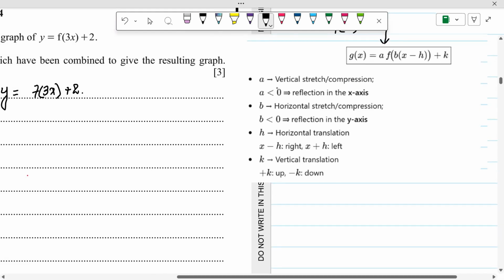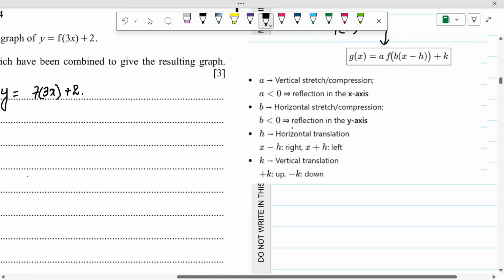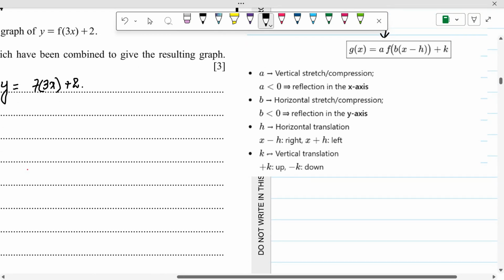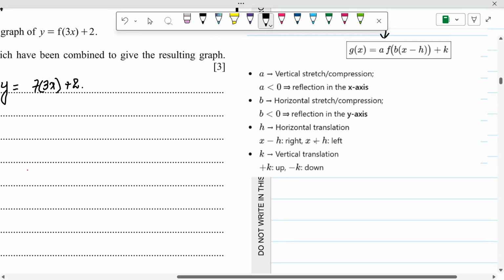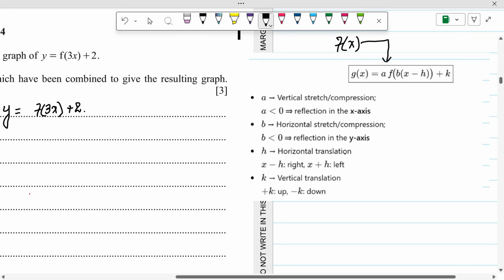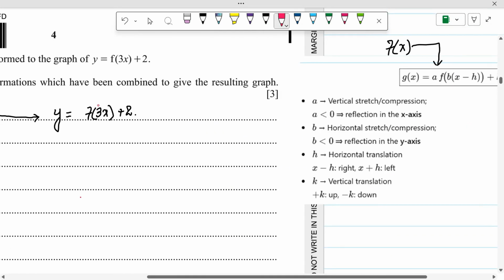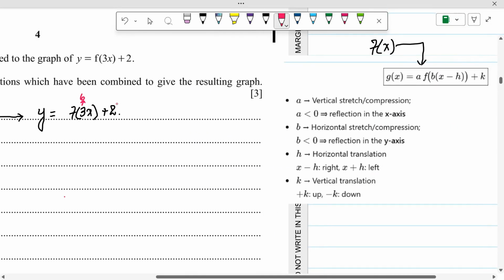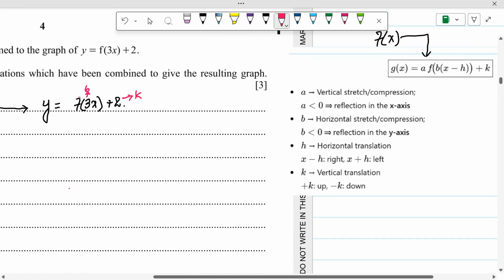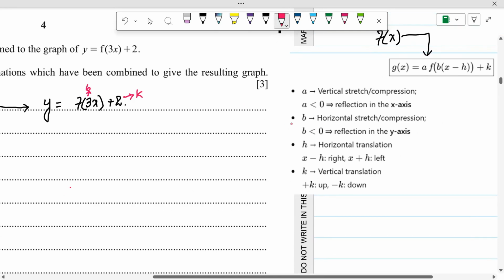But if A is negative, it shows reflection in the x-axis. If B is negative, then it is a reflection in the y-axis, where H and K show the horizontal and vertical translation, or horizontal and vertical shifting. If we know these terms, we can easily solve. You can see that this one is B and 2 is the K. And B is not negative, so no reflection.